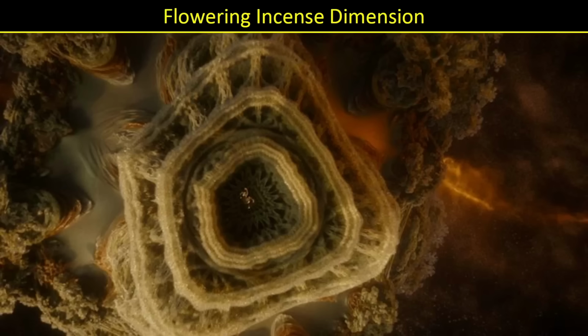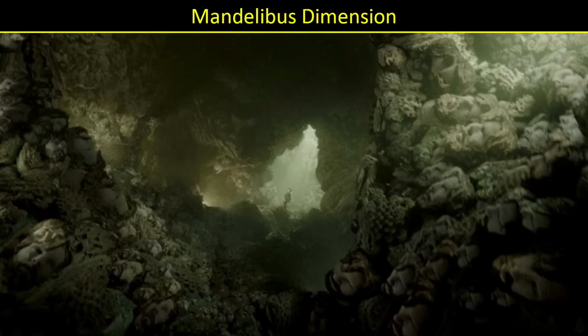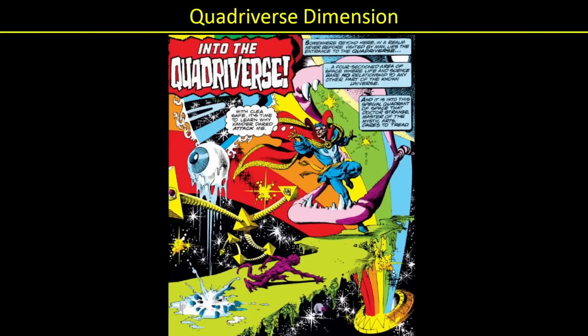Then we have the Flowering Incense dimension. We have the Grass Jelly dimension. What a weird name. And again, these come from that Visual Dictionary. Then we have the Mandelibus dimension. That one was really funky. And then we actually have two that I'm not sure what picture to show you from the movie. But the book, the Visual Dictionary, tells us that they go to the Quadraverse.